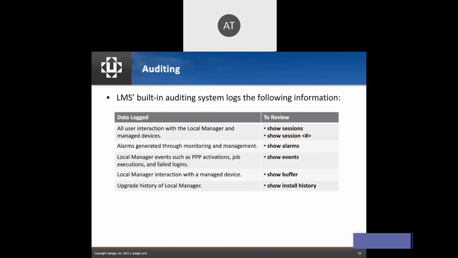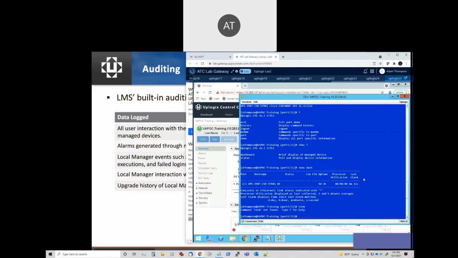So we have a lot of auditing built in. We really like to collect information, and that includes what your users are doing. So every user session is recorded start to finish, right? You can review those with show sessions or show session and then the number, because each session gets its own number. I can't show you that on this system because I don't have permission.